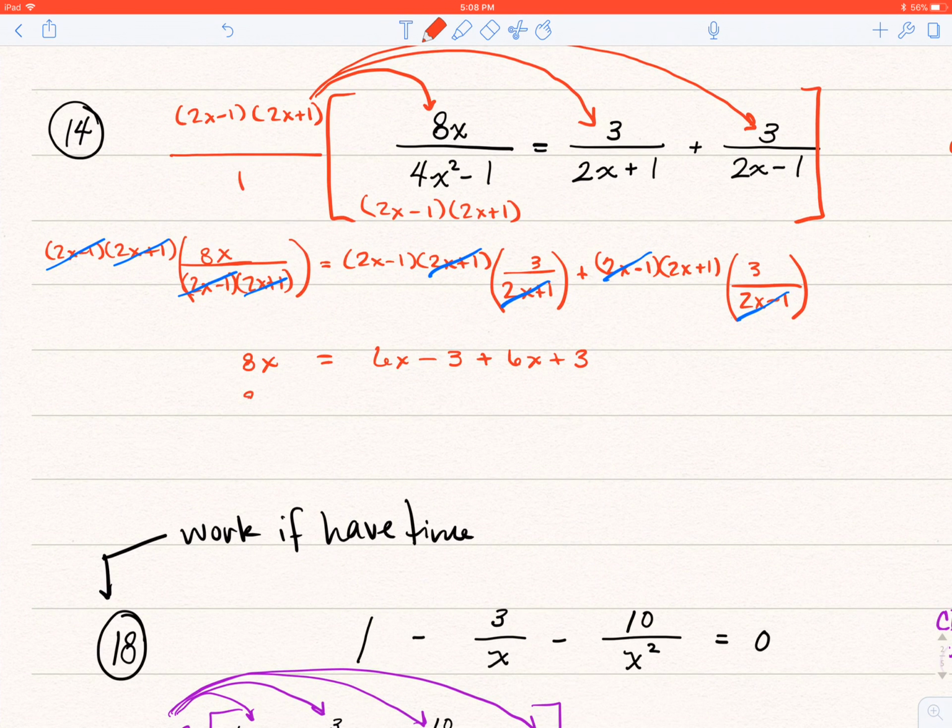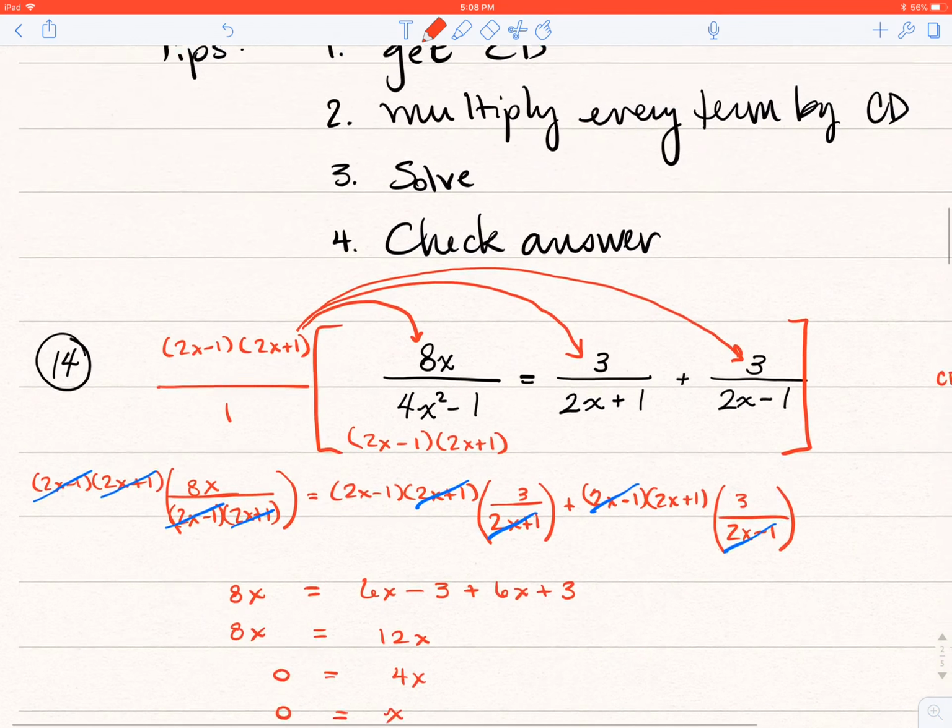So I have 8x on the left. I have a 12x plus 0 on the right. I'm going to take my 8x over to the right-hand side. 12x minus 8x is 4x. That leaves me with a 0 over on the left. If I divide on both sides by 4, I will have x equals 0.